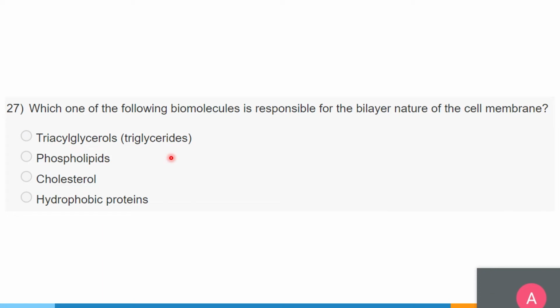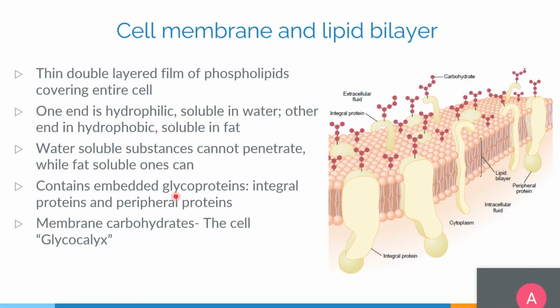Let's move on to the next question, which is: which one of the following biomolecules is responsible for the bilayer nature of the cell membrane? The options are triglycerides, phospholipids, cholesterol, and hydrophobic proteins. In order to answer the question, let us look at the information slide for this question. The slide is based on the cell membrane and the lipid bilayer. Here you can see a diagram of the lipid bilayer.